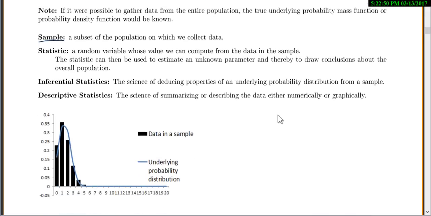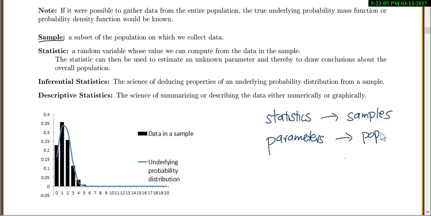So let's make ourselves a note because this is something that people usually forget. So statistics are from samples, and parameters are for populations. Either way, statistics or parameters are some value that you're computing. So it could be either the average, you can find the average of the sample or the average of the population, or the standard deviation of the sample, standard deviation of the population.